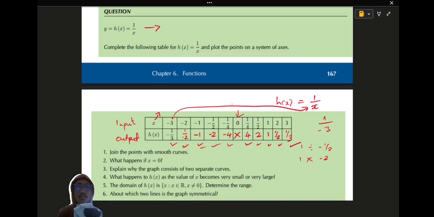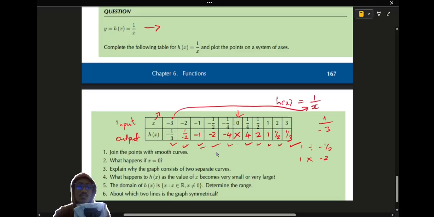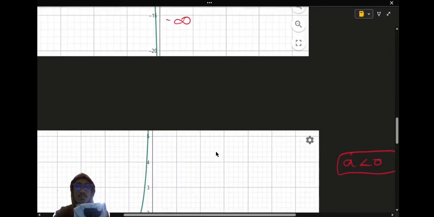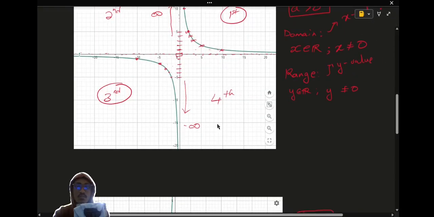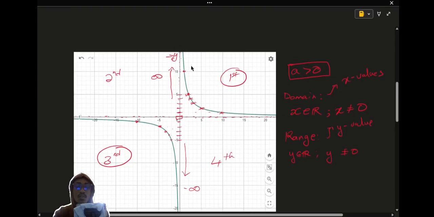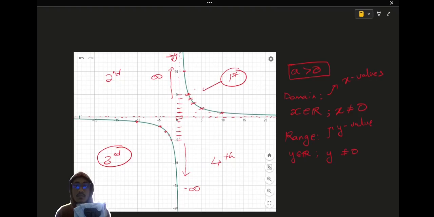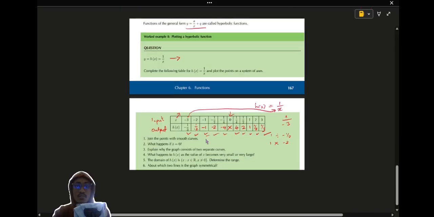Easy enough. And then they say join the points with smooth curves. We don't necessarily need to join because we've already done this. This is what we did. We used this software to join. So you can draw yourself and then try to join. But this is the graph. All right. And then let's go to the next question.